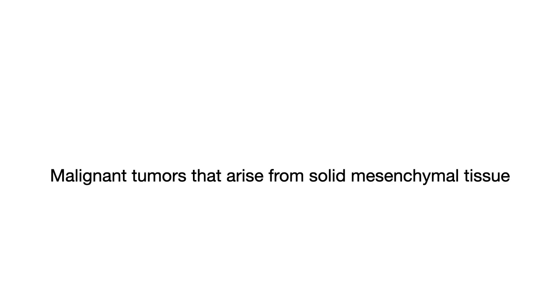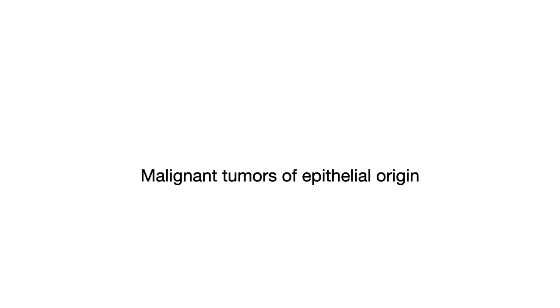What do we call malignant tumors that arise from solid mesenchymal tissue? These tumors are called sarcomas. What do you call tumors that are malignant and are epithelial in origin? These tumors are called carcinomas. What do you call malignant tumors arising from blood-forming cells? These refer to a group of cancers known as leukemias.